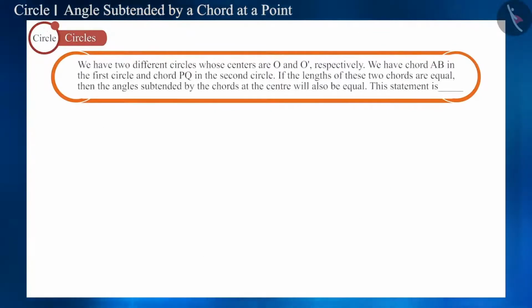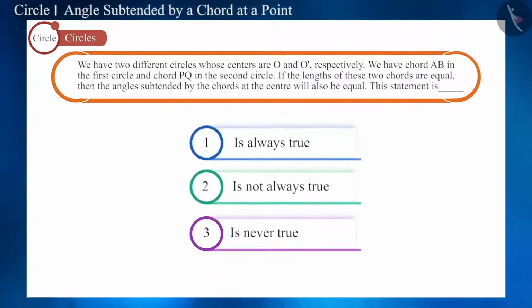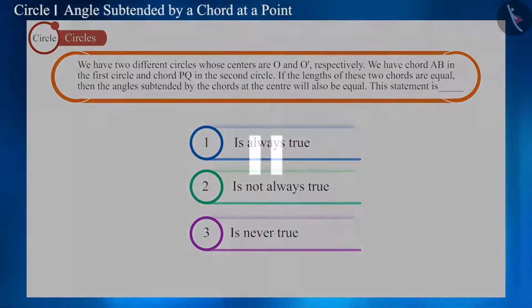Friends, we have two different circles whose centers are O and O' respectively. We have chord AB in the first circle and chord PQ in the second circle. If the lengths of these two chords are equal, then the angles subtended by these chords at the center will also be equal. From the given options, choose the correct option for this statement. You can try to choose the correct option by pausing the video.